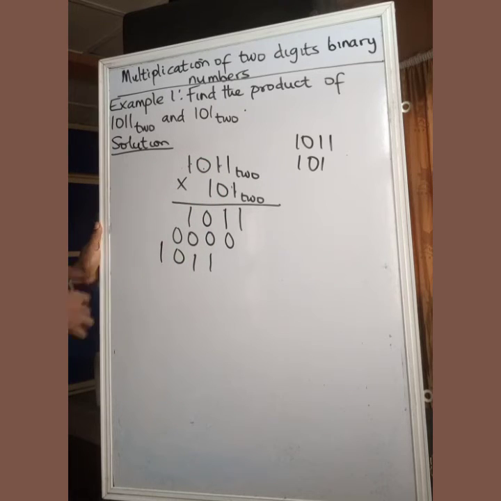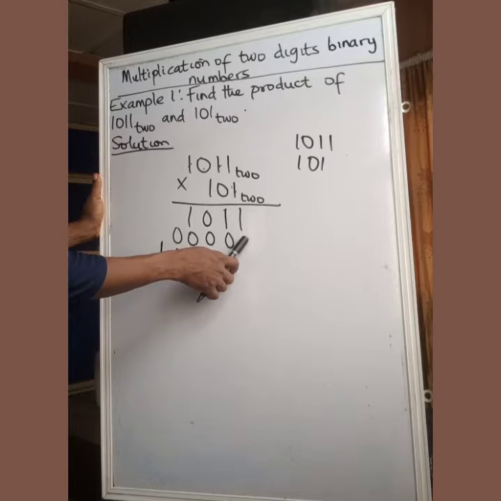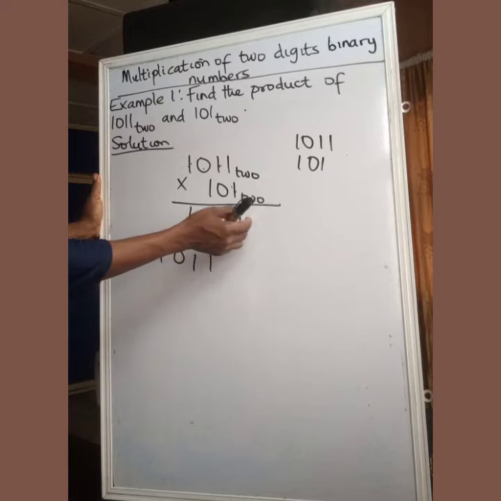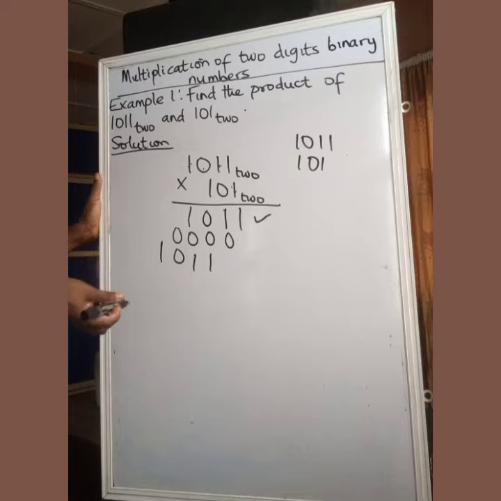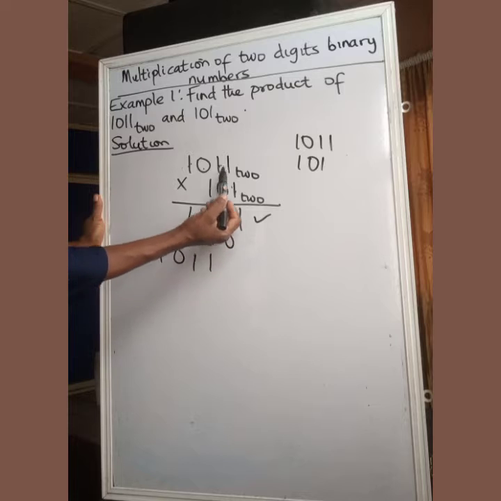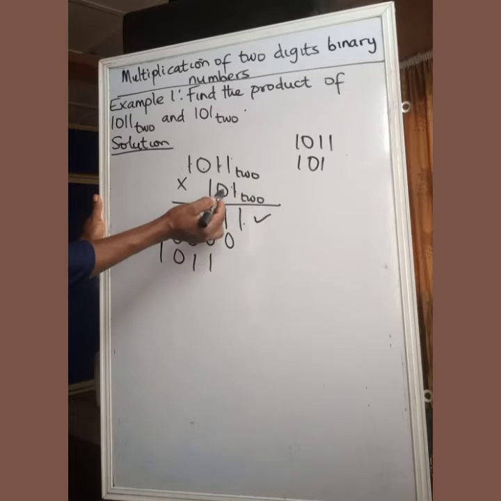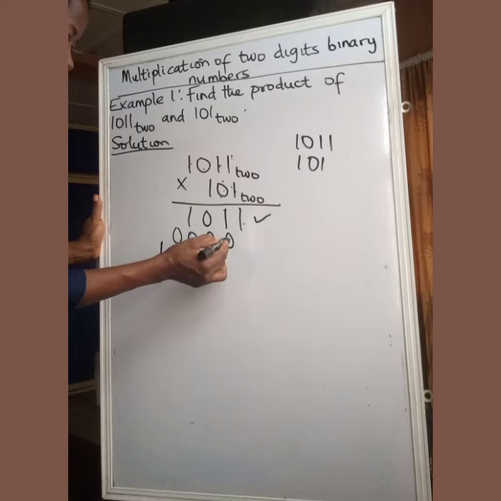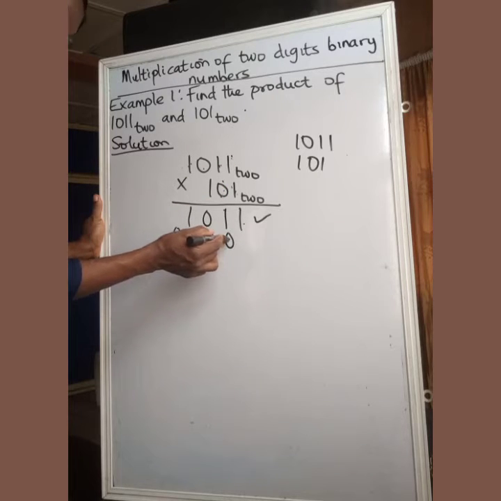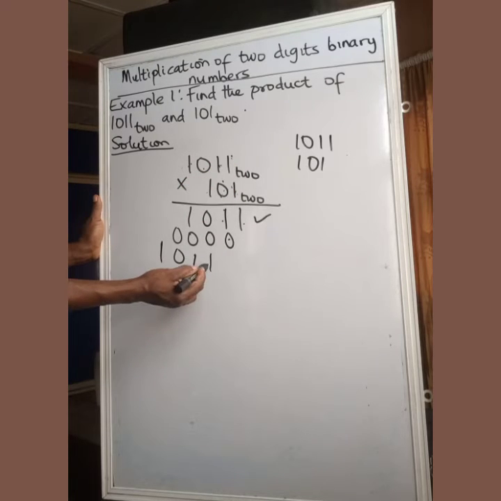1 times 1, 1. Somebody will ask me that, why am I not writing it straight underneath the first one here? Now, you're going to start writing from where the digits you're using to multiply is. If you notice, we started 1 times 1, so we started writing it here. 0 times 1, it will fall immediately under 0. Down here, under this one that is here. Then 1 times 1, it falls here.